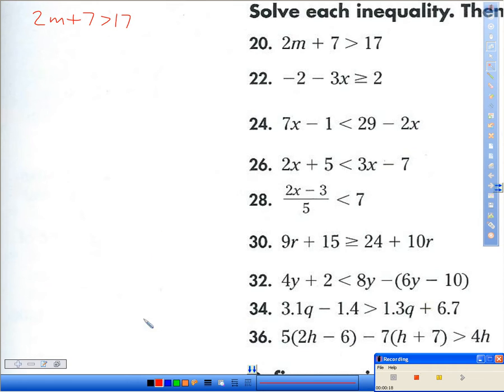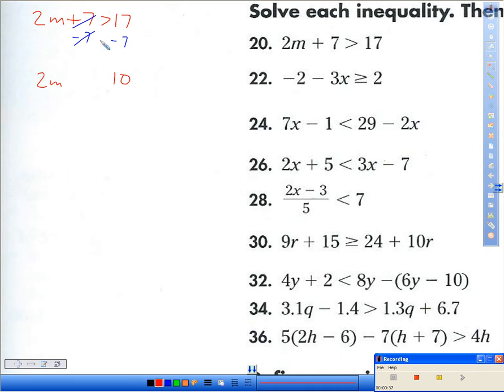To solve that inequality, we're going to follow the same process that we did for solving an equation. We need to subtract the 7 from the left and from the right. 7 minus 7 gives us 0. So on the left-hand side of the inequality, we end up with 2m. On the right-hand side of the inequality, when we subtract, we end up with 10.